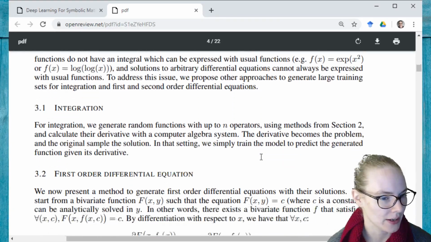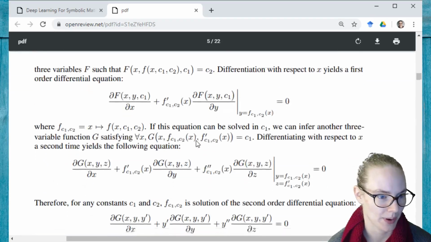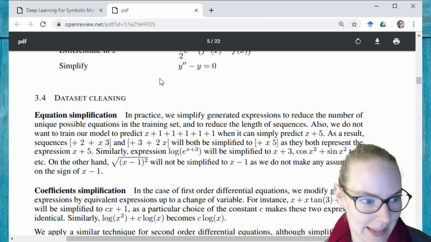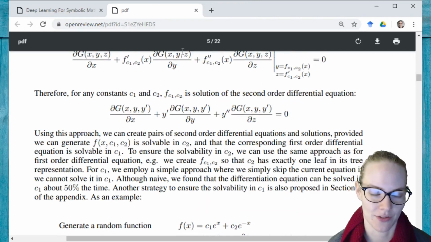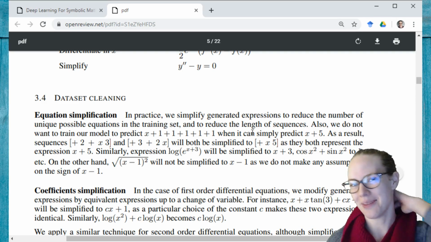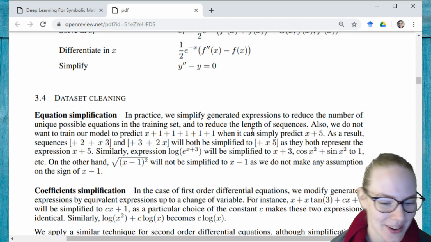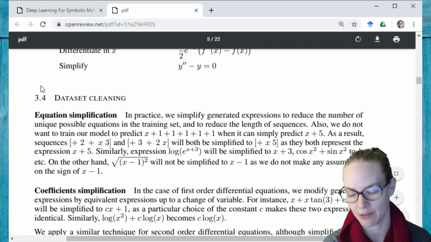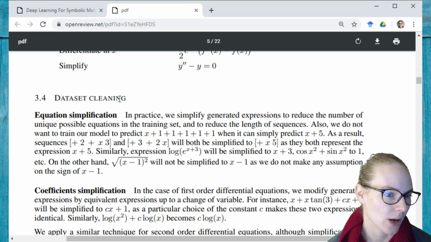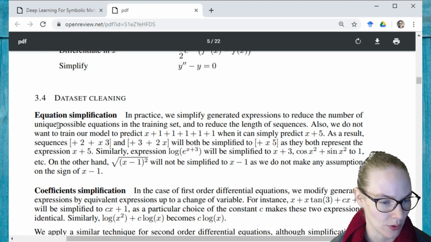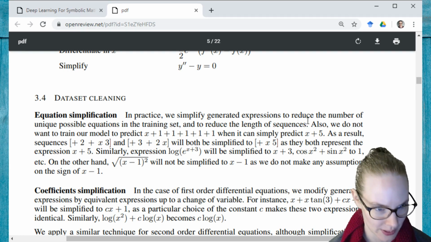Let's hop into the paper, and I believe we had gotten to section 3.4, dataset cleaning. If you want to see the first half of the paper, I say half, we might finish it today, we'll see. Hello, everybody. So section 3.4, dataset cleaning. Remember, this is using generated data. Equation simplification. In practice, we simplify generated equations to reduce the number of unique possible equations in the training set and to reduce the length of sequences.